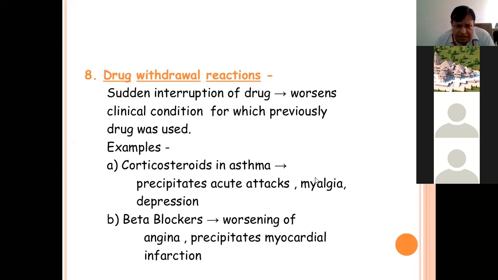Withdrawal of corticosteroid precipitates an acute attack of asthma, depression, and myalgia. These are all related to respiratory failure. Second is beta blocker, which also causes a worse condition of angina and precipitates myocardial infarction.